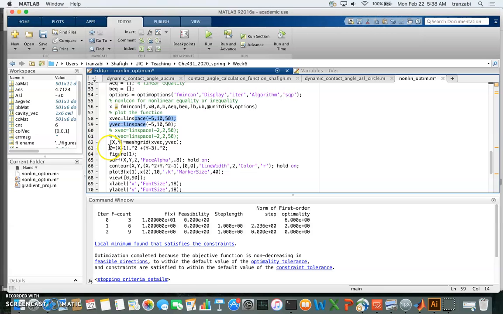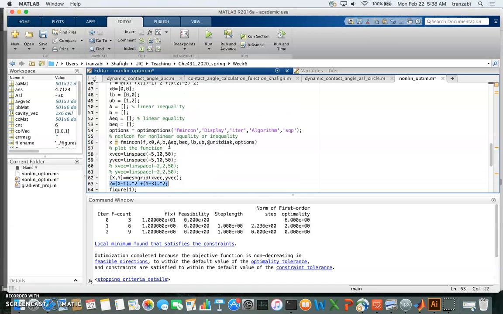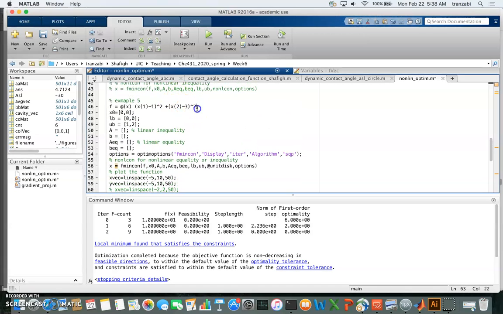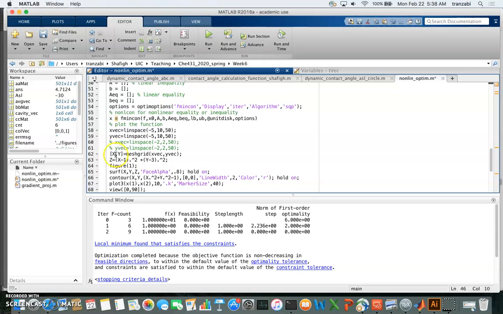And I'm just trying to plot the function at those grid points. It's the same function, (x1 minus 1) squared plus (y minus 3) squared. It's the same thing here, but I'm trying to visualize it on the grid points x, y. Okay, and here it is.